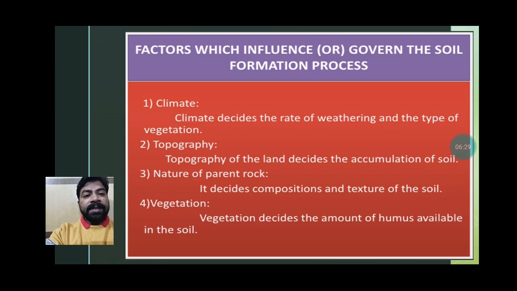If the topography is terrain or slopes, there you will see a thin layer of soil. Next is the nature of parent rock: which type of rock was deposited and which type of soil formed there. By seeing the nature of parent rock, we can understand the type of soil that will be formed. It decides the composition and texture of the soil. Vegetation is also responsible for the formation of soil. Vegetation decides the amount of humus available in the soil. Humus basically comes from vegetation only.